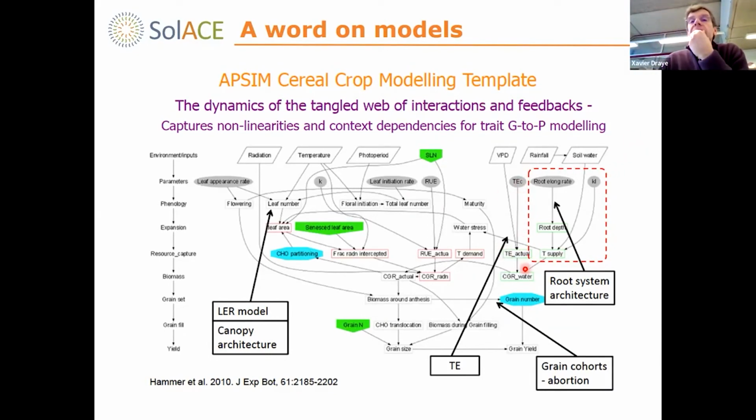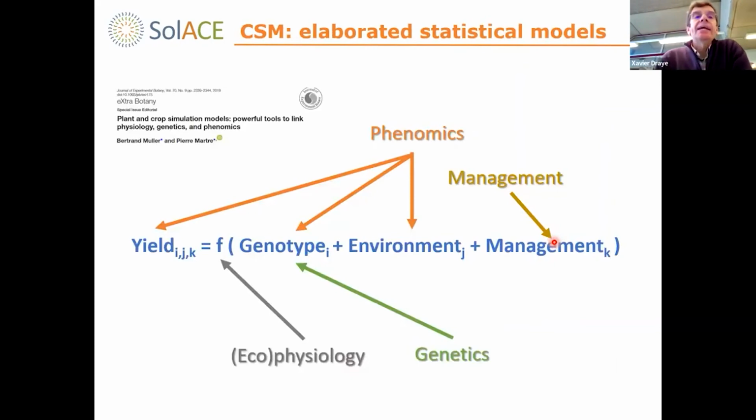Today, we are more interested in this small area, which is root system architecture, where roots grow to explore the soil and take water from the soil and generate a water supply. We could do the same with nitrogen as well. So at the end of the day, these elaborate crop models are kind of a statistical model. They try to make a relationship between yield and the genotype, the variety, the environments, and also the management. And it's a nice tool to connect different disciplines together.